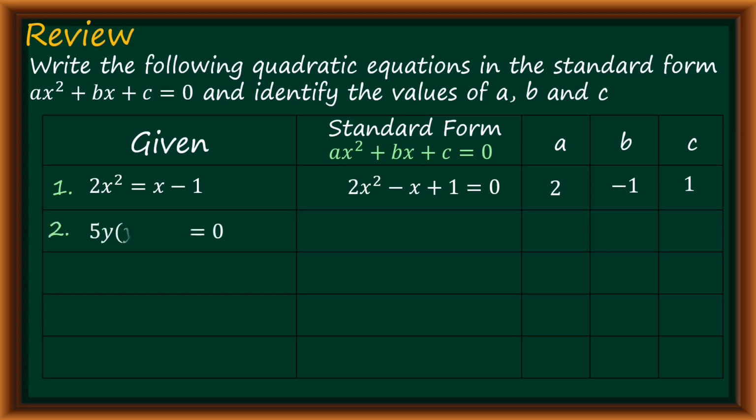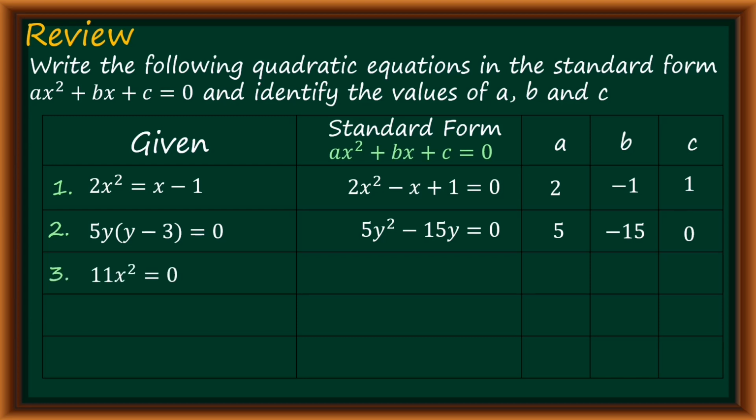Next, we have number 2: 5y times the quantity y minus 3 is equal to 0. It will become 5y squared minus 15y is equal to 0, where a is equal to 5, b is equal to negative 15, and c is 0.